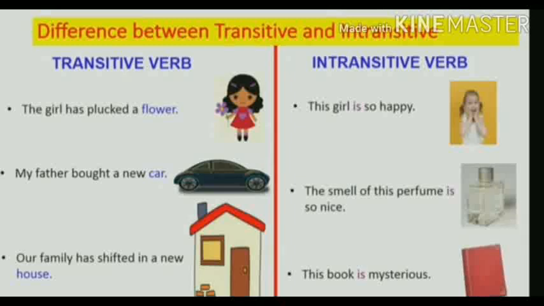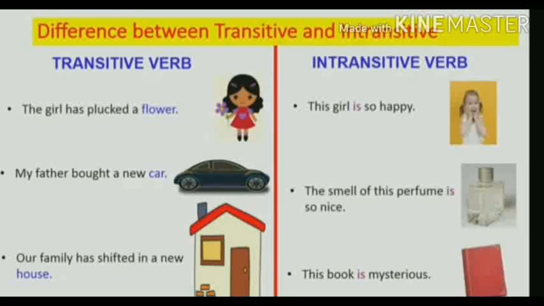Now some images are here to help us understand better the difference between transitive and intransitive verbs. Transitive verb. The girl has plucked what? A flower. So plucked requires a flower to have its meaning, and that action of plucking is passing on to the flower. So the verb plucked is in the transitive position, so it is a transitive verb. My father bought what? A car, a new car, an old car. So bought is a transitive verb. Our family has shifted to a new house. Shifted where? To a new house. So shifted is a transitive verb.